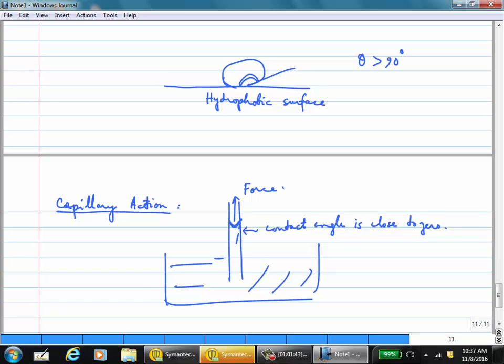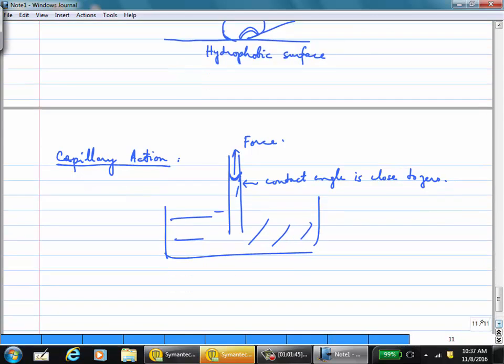Now, look at it this way: if the tube is narrower, that means the radius of that semicircle is going to be smaller. So that means the pressure is going to be higher, which means you're going to need a higher column to cancel out the effect of the surface tension. So surface tension is upward, balanced by gravity.